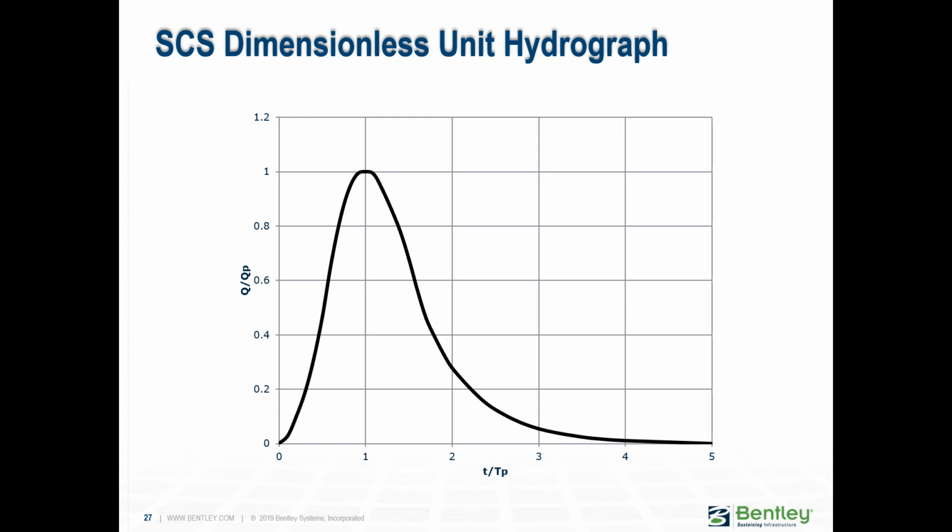And this is what you get for a runoff with the SCS unit hydrograph. QP and TP are derived from the time of concentration and catchment area.